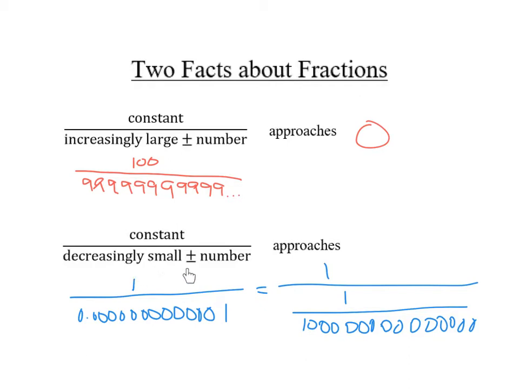over a decreasingly small, either positive or negative number, such as something like this, which would be the same thing if we wrote it in fraction form as 1 over, 1 followed by a lot of zeros. This is either approaching positive or negative infinity, depending on how the signs are working out. So, the main idea is if you have a very small number in the denominator, that means you have a very large number for your fraction. Okay, and if you have a very large number in your denominator, that means you have a very small fraction.